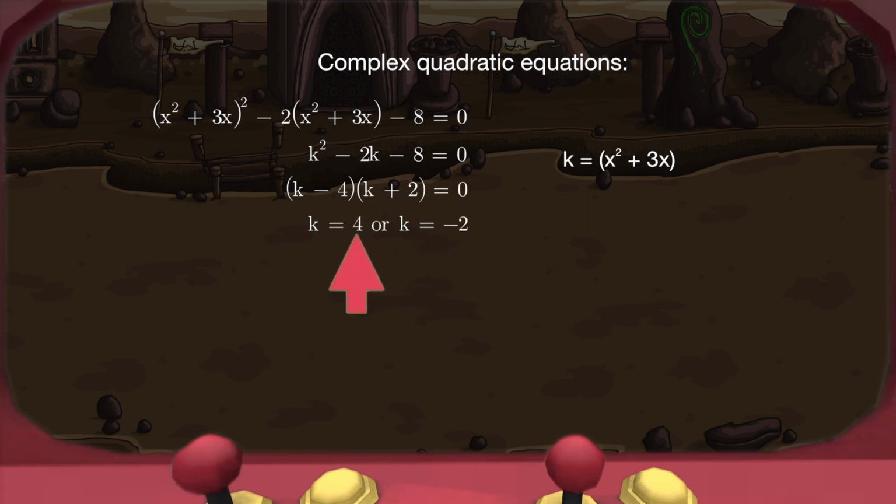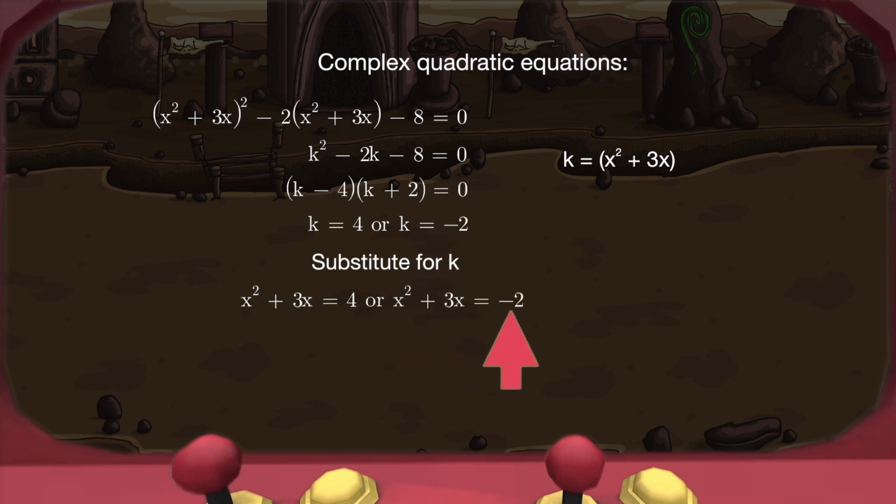So what we can do next is substitute back for k by taking this x squared plus 3x and putting it back into k's place. So now, instead of this k, we're going to have x squared plus 3x equal to 4. So let's write that down. x squared plus 3x is equal to 4, or x squared plus 3x is equal to minus 2.